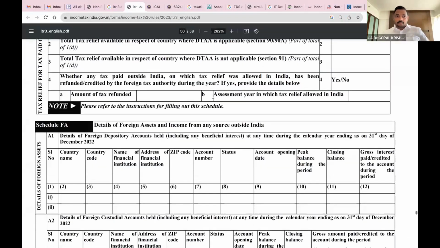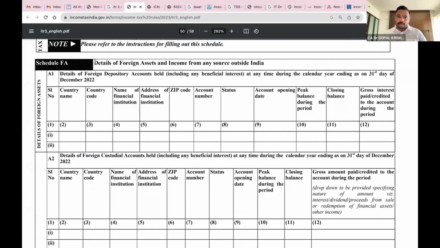So this is your ITR 3, where they ask you to give the details of foreign assets and income from any source outside India. This is a very, very important point to be given by residents, not for non-residents. Of course, if you are non-resident, you also have to give details separately. But the moment you are resident, this form is very important and applicable. So this form is applicable, I will say, both for residents and non-residents, but exclusively for residents. You have to be very careful about it.